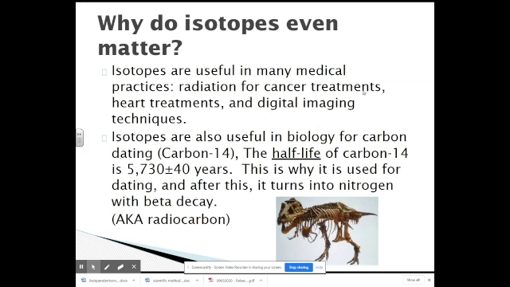Why do isotopes even matter? Well, isotopes are used in many medical practices. I showed you a slide of different radioactive substances that are used to help treat different parts of the body. Radiation for cancer treatments, heart treatments, and digital imaging techniques. Isotopes are also useful in biology for carbon dating, and knowing the half-life of carbon helps date how old certain things are.